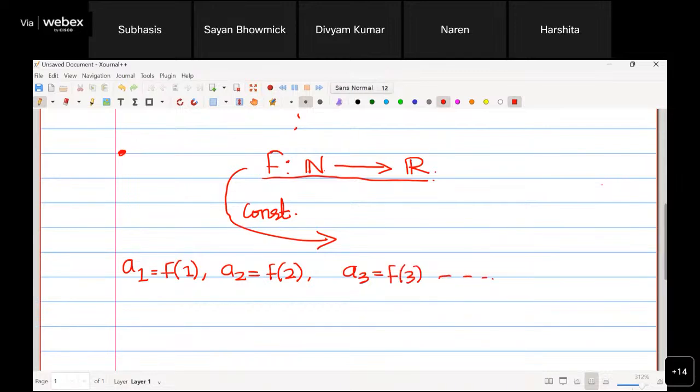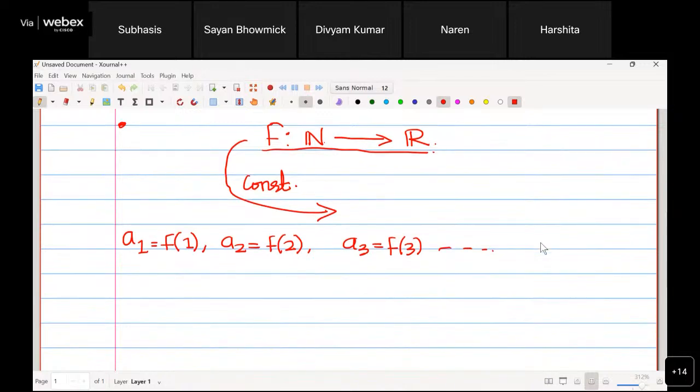Sir, you were asking about the function definition for this? I mean, for f of n, for 1, 2, 3, what are we going to get? No, I'm constructing a sequence. So what is the first term of this sequence? Basically f of 1. And the second term is basically f of 2.